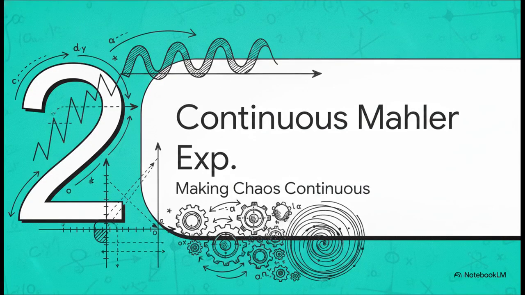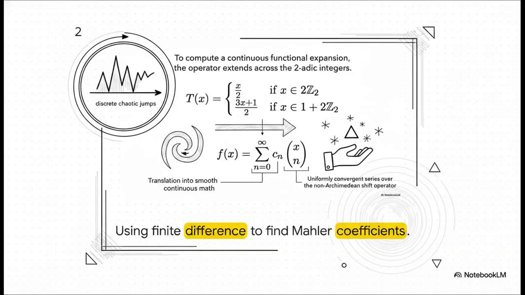Let's move into our second major leap, the continuous Mahler expansion. So how do we actually do calculus on this thing? We have to make it continuous. We do that using the Mahler Expansion Theorem. By applying the finite difference operator, which you see represented by that delta term, we can calculate the exact Mahler coefficients. This brilliantly regularizes the fractured piecewise jump function into a uniformly convergent infinite series of binomial polynomials over the two-adic integers. We are literally translating discrete chaotic jumps into smooth, continuous math.